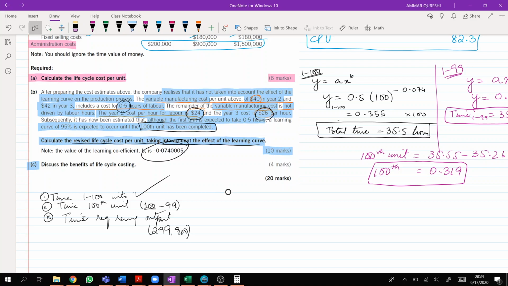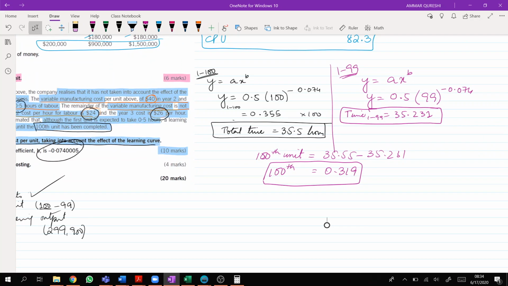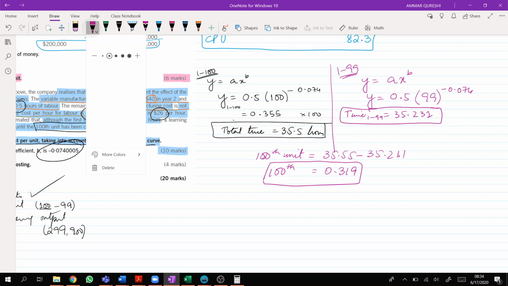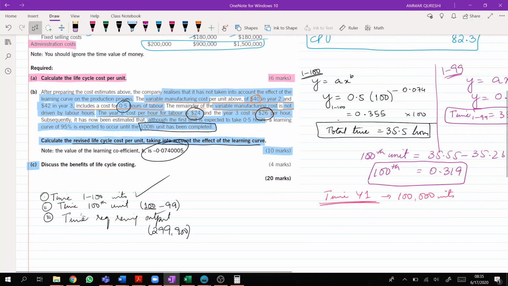So, acha, now what we need to do? Now we need to do something different. Now we have to calculate total time required for first year. Right? Now we are calculating time for first year. So, time required for year 1. And how many units are in year 1? 100,000 units. Right? There were 100,000 units.